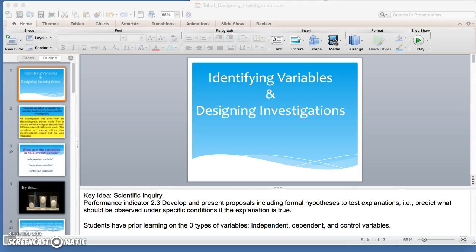They have to answer the following questions. What variable was purposely changed? What variable responded? Is there a control in the experiment? What factors remained the same in the experiment? How could they improve the experiment?